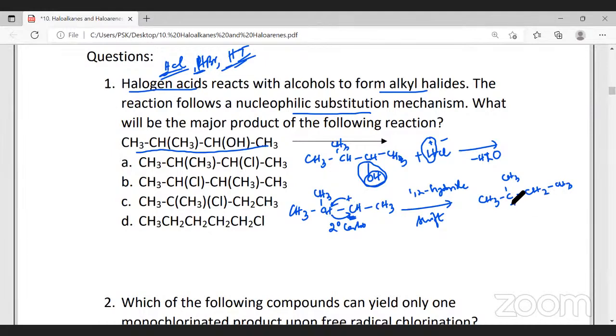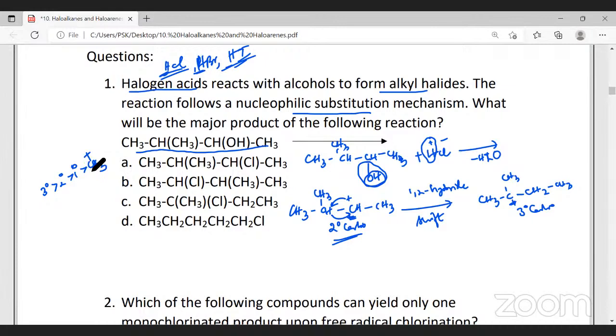So now this is a tertiary carbocation. Why is it a tertiary carbocation? This carbon is bonded to three other carbon atoms. Therefore, it's a tertiary carbocation. Now, this tertiary carbocation is more stable than the secondary carbocation. So, carbocation stability: tertiary is more stable than secondary, secondary is more stable than primary, and primary is more stable than methyl carbocation.